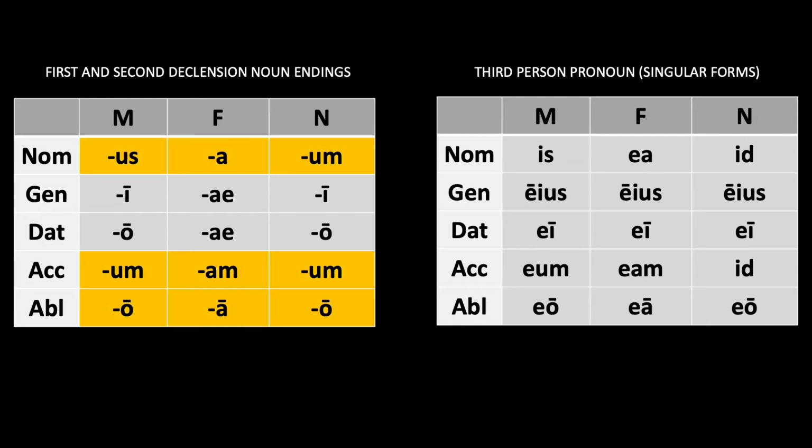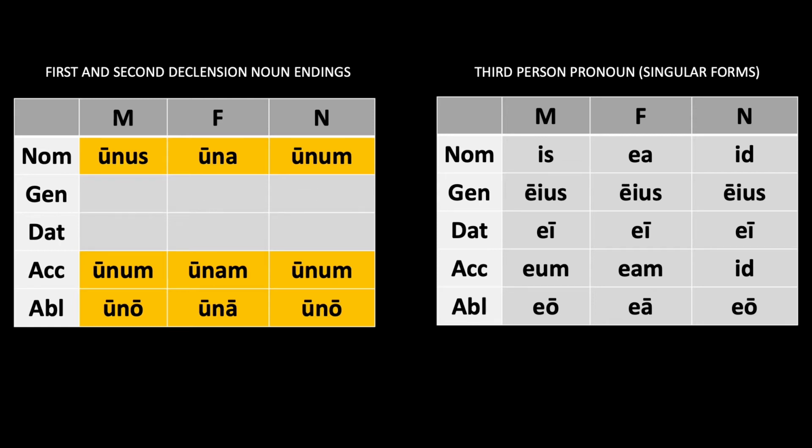In the nominative, accusative, and ablative cases, unus is going to follow the pattern of your first and second declension noun endings. So if we add those endings to unus, we'll get something like this. Unus, una, unum in the nominative, unum, unam, unum in the accusative, uno, una, uno in the ablative.